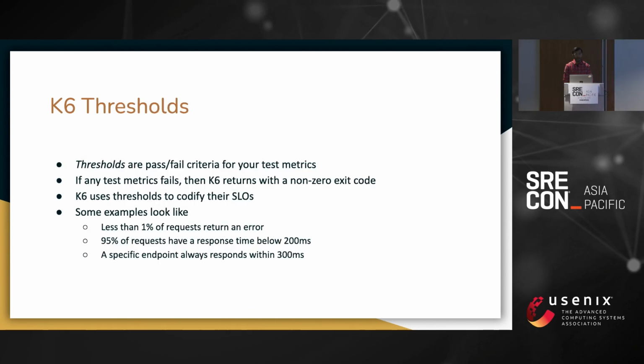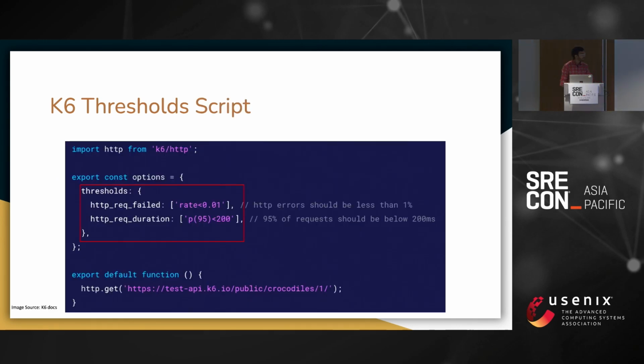K6 thresholds. K6 thresholds is a feature that allows us to codify the SLOs in the test. So this is basically a pass-fail criteria only. For example, we can specify that the 95th percentile of the request response time should be less than 200 milliseconds, or the error rate should be less than 1%. So this is how a K6 threshold can be defined, and over here we have added that HTTP errors should be less than 1%. This is a pure pass-fail check. If each and every threshold has passed, then it will exit with a 0 exit code. Otherwise, there will be a non-zero exit code for the K6 script.